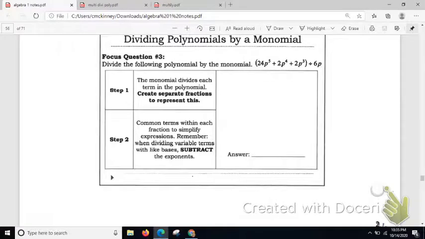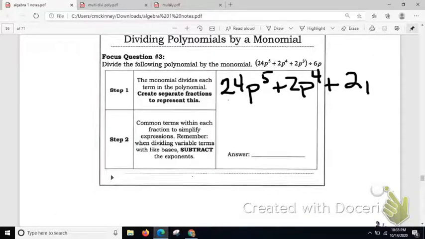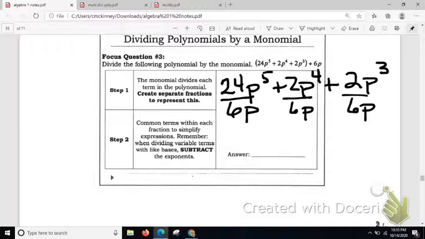Alright, so this one has a little twist to it. It is kind of like some of the problems you just did. So 24p to the fifth, I'm just rewriting, plus 2p to the fourth, plus 2p to the third. Just rewriting because no matter how big the space is, I just need it to be bigger apparently. Divide it by 6p. So each one of them gets divided by 6p. 24 divided by 6 is 4. And we know we've got p. 5 minus 1 makes p to the fourth. 2 divided by 6. We don't want decimals, so reduce that fraction. So that would be 1/3.